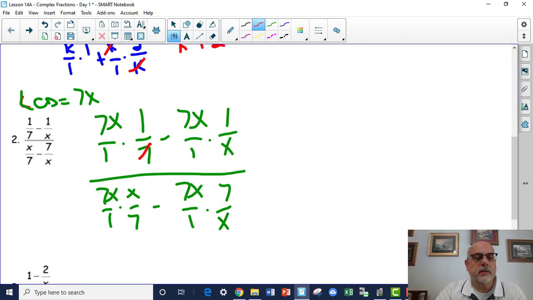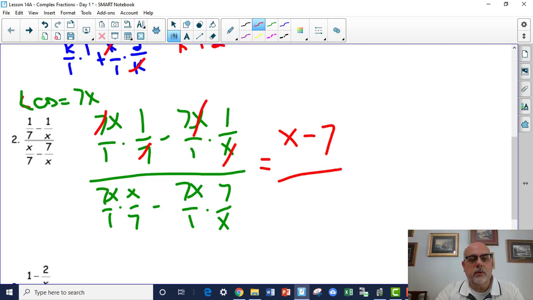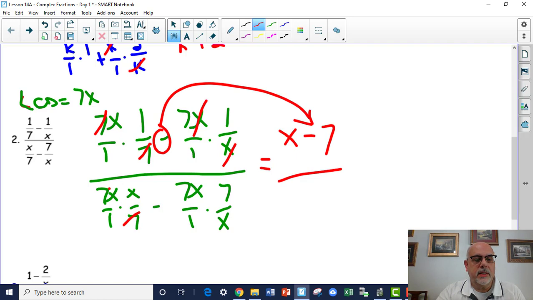So here the 7's cancel, and you get x. Over here the x's cancel, and you get minus 7. Right? Don't forget that. You have to bring the sign over. Here the 7's cancel, and you have x times x is x squared, minus the x's cancel. 7 times 7 is 49.